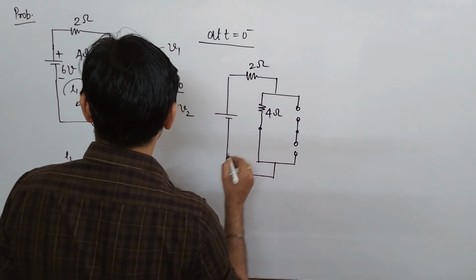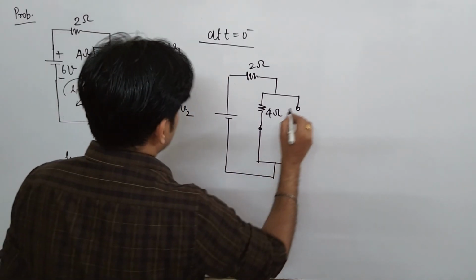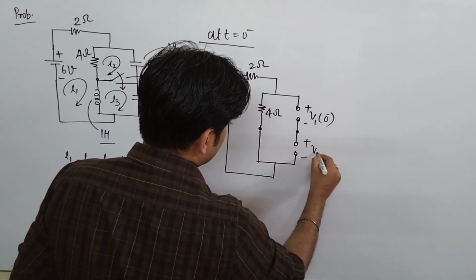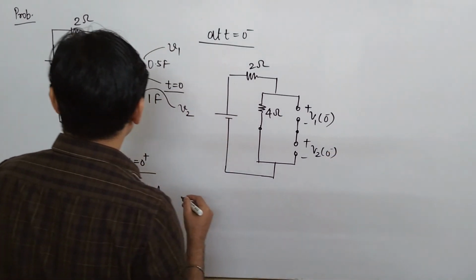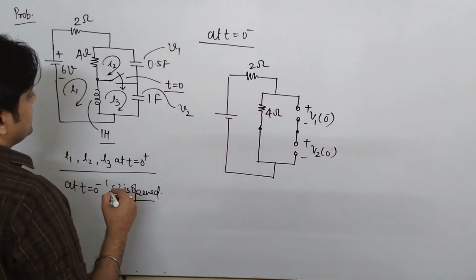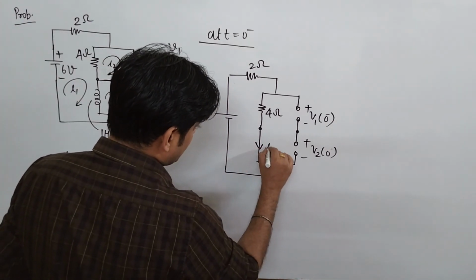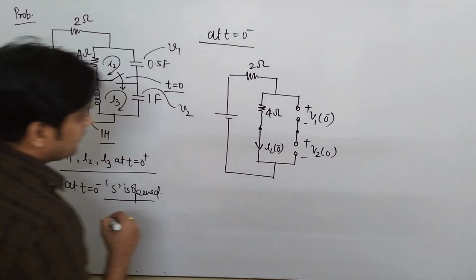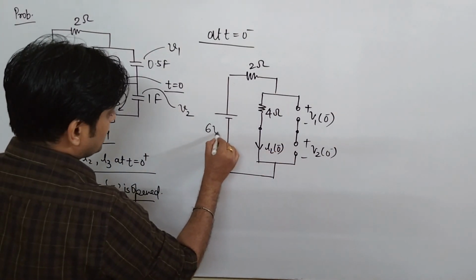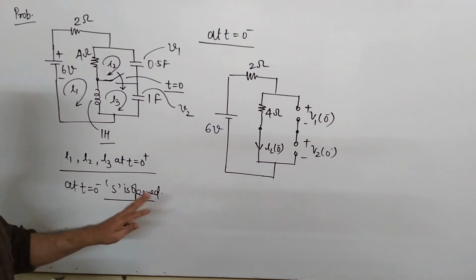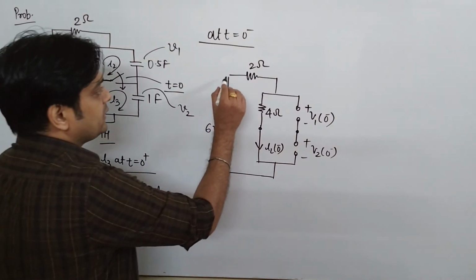So this is your circuit. If I say this voltage is V1 0 negative, this voltage is V2 0 negative, and some current which is flowing here, I call it IL 0 negative, and this is your 6 volt. This I1, I2, I3 is very important. It is at t equal to 0 positive, just keep in mind. As of now I am not talking about I1, I2, I3 here.